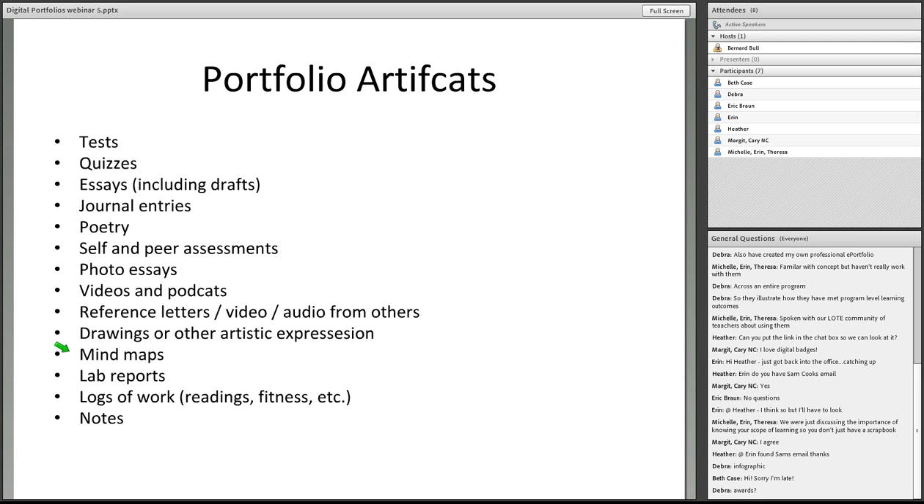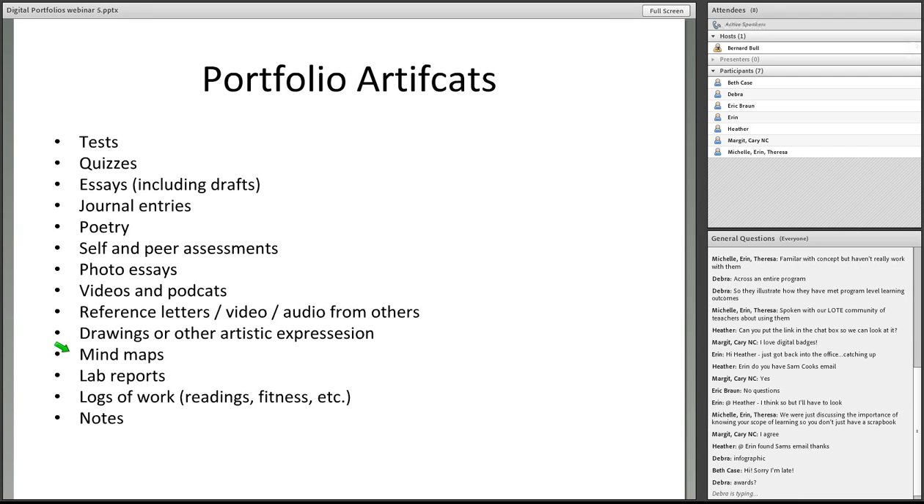It really depends on how you choose to set up the portfolio and what you choose to allow or not allow. And usually it's a good idea to go through exercises with the learners where maybe you have two columns: what makes for a good artifact and what makes for a not so good or less effective artifact.